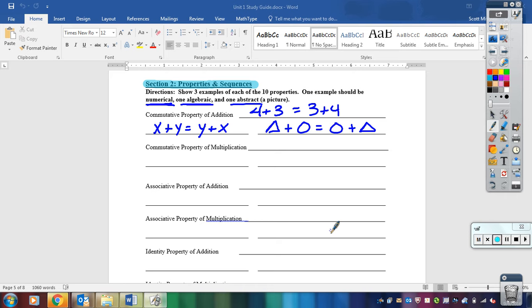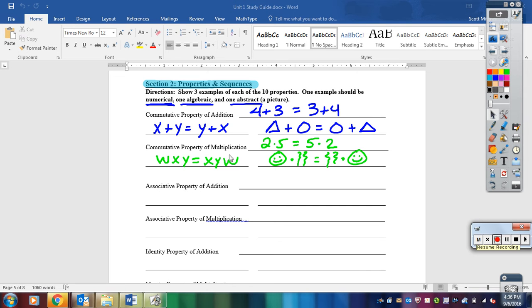I'll fill some of these out so you can see something different than the answer sheets. Here's an example of the commutative property of multiplication. 1 of each. Yes, you could have 3. Either way, it's the same idea, just with multiplication.